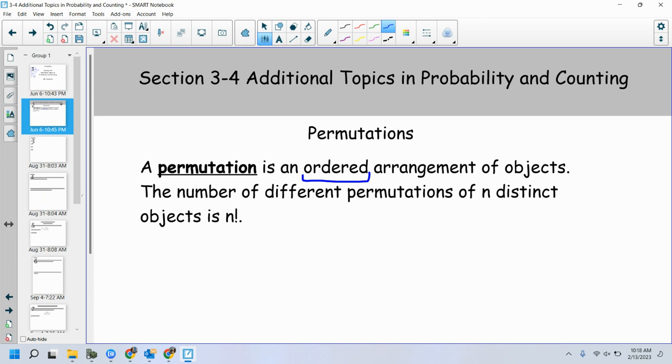The number of different permutations of n distinct objects is n factorial. It's just the very excited way to say n. It's n factorial. That exclamation point is called factorial. We've all seen that. Have we all seen that before? Maybe, maybe not.